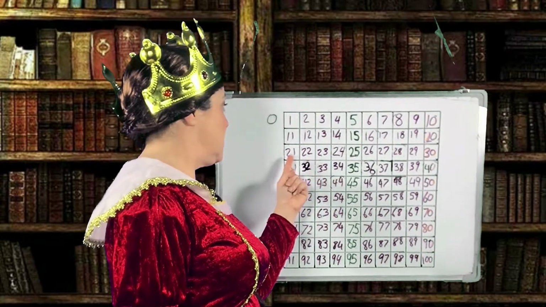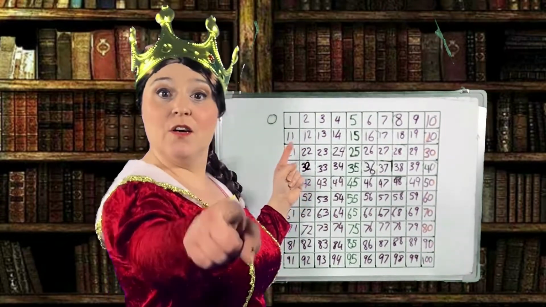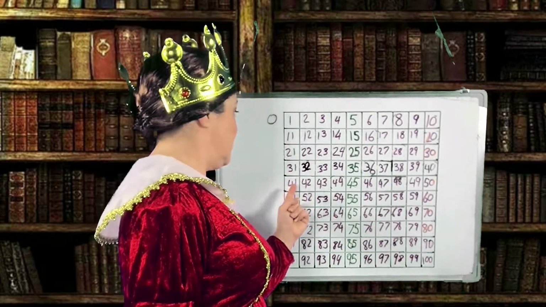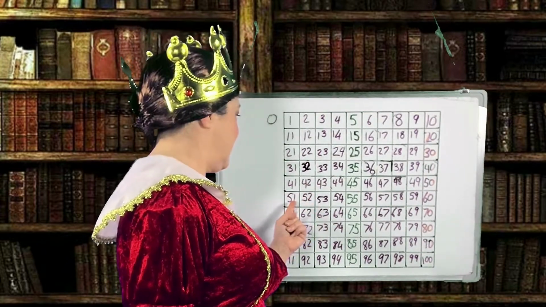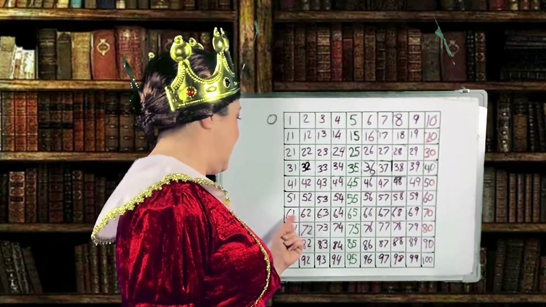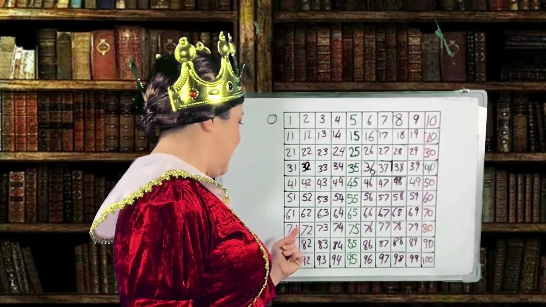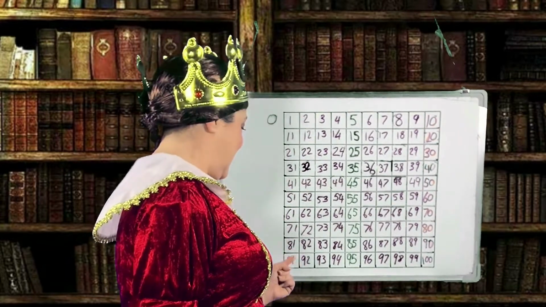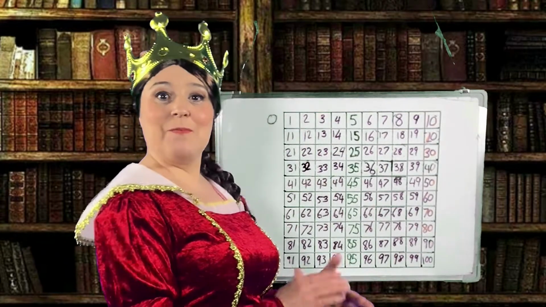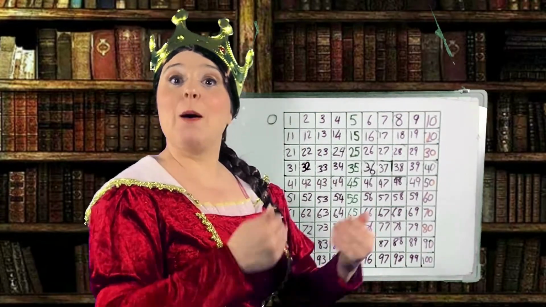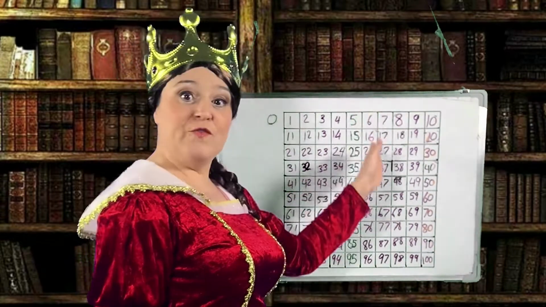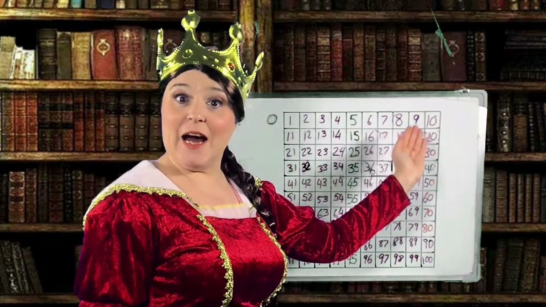11, 21, follow along with me on your number square, 31, 41, 51, 61, 71, 81, 91. Now, these are not multiples of 10, but they are steps of 10. And you can move down your number square from any number to count in steps of 10.